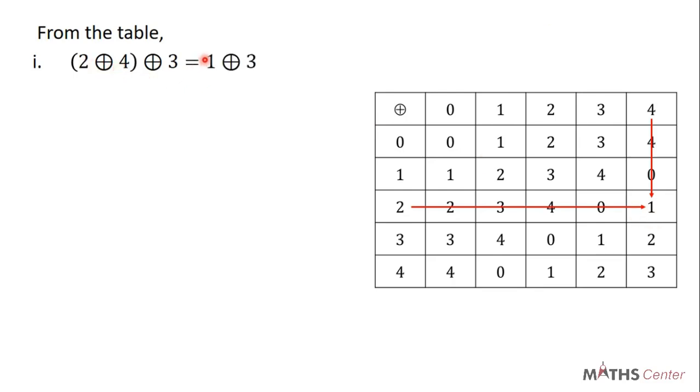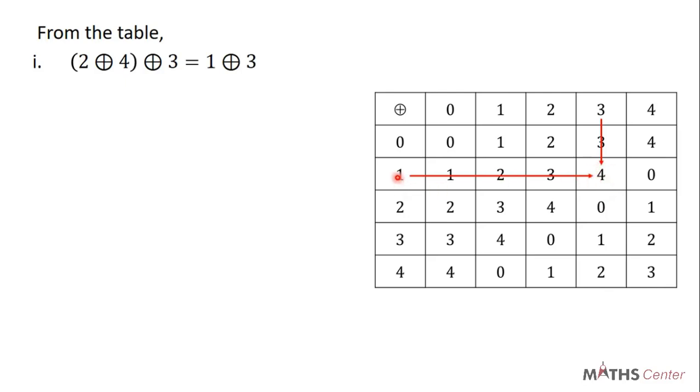So 2 plus 4 is now 1, and this becomes 1 plus 3. What is in the bracket is 1. So you have 1 plus 3. You now have to read 1 plus 3 from the table. You trace 1 and 3 and you will see that they will meet in this cell.